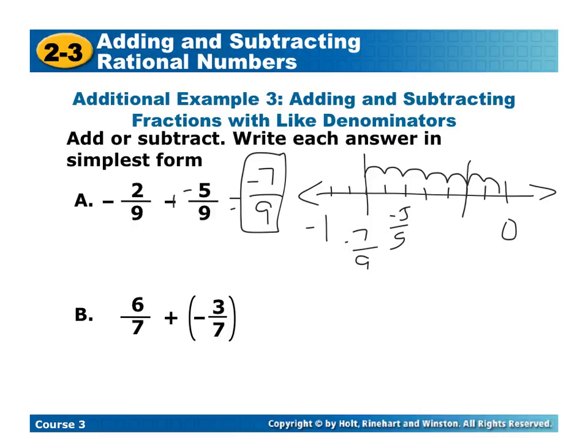So I'm going to go ahead and pause the video and try this next one on your own. So here we keep the 7 again. We have 6 plus -3, which is going to give us 3/7 as an answer.